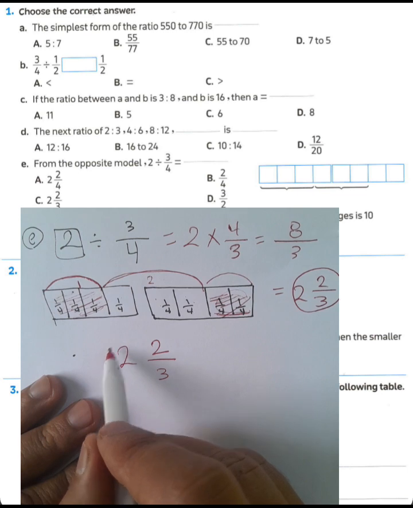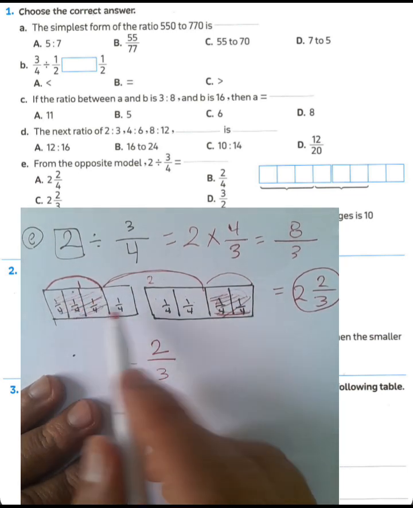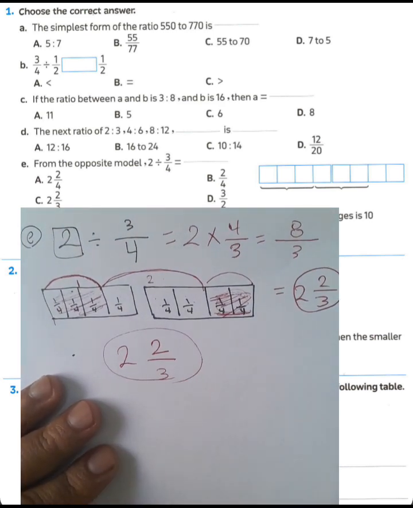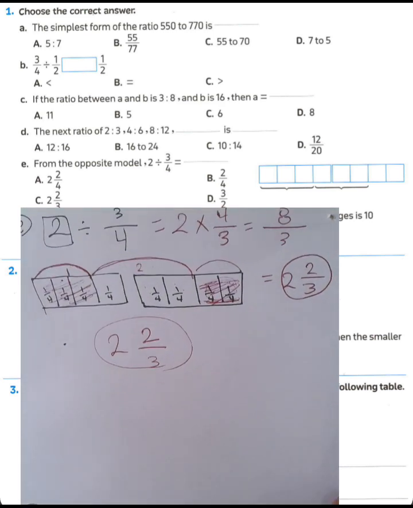The result will be 2 fourths from 3 fourths. It means 2 parts from 3 parts. The result will be 2 and 2 over 3. Okay.